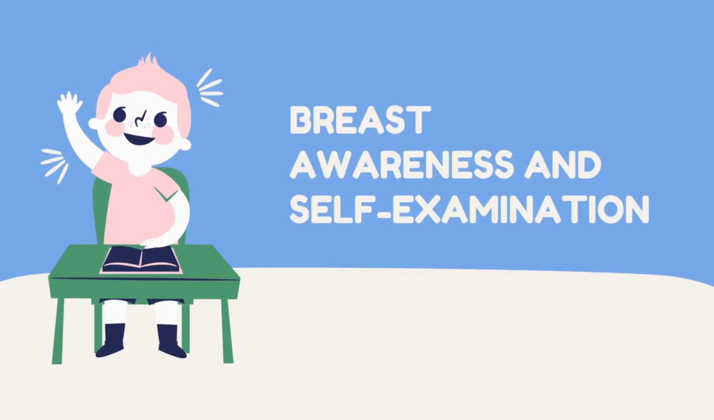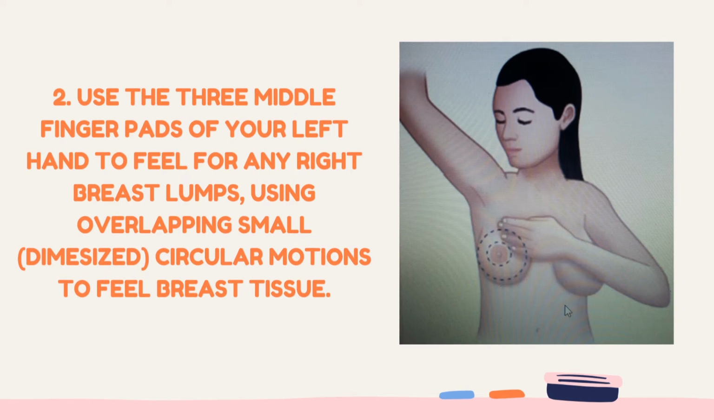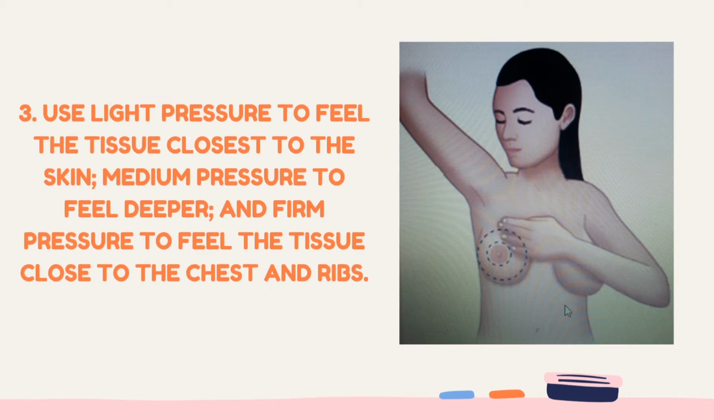Breast awareness and self-examination. Number 1. Lie down with your right arm behind your head. Lying down spreads the breast tissue evenly over the chest wall, making it easier to feel. Number 2. Use the 3 middle finger pads of your left hand to feel for any right breast lumps, using overlapping small or dime-sized circular motions to feel breast tissue. Number 3. Use light pressure to feel the tissue closest to the skin, medium pressure to feel deeper, and firm pressure to feel the tissue closest to the chest and ribs.